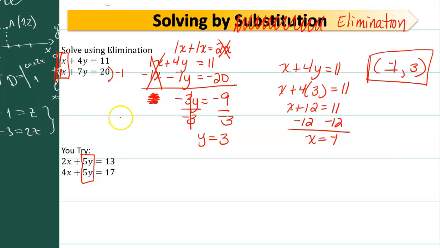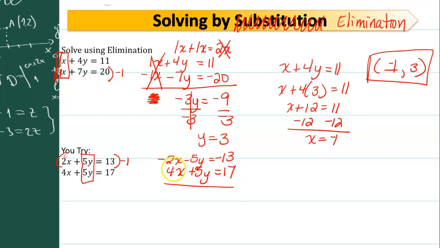It doesn't matter which one you do. I'm going to multiply the top one this time by -1. If you did the bottom, you should get the same answer. If you don't, then you should go back and check your work. So the top, all the signs change. -2x minus 5y equals -13. The bottom is 4x plus 5y equals 17.